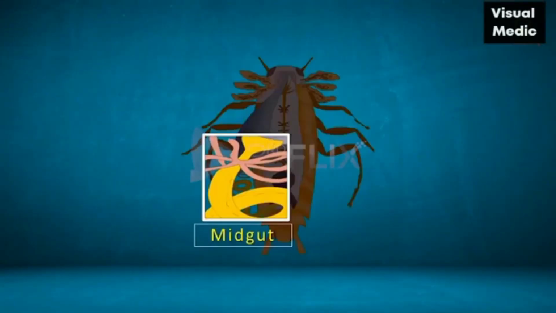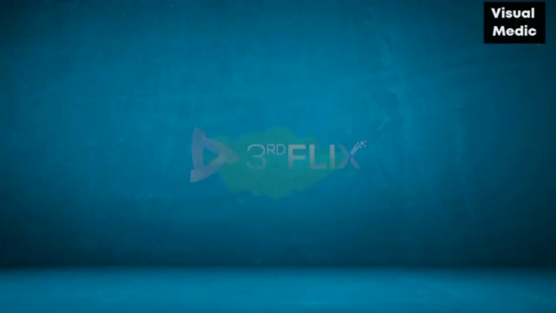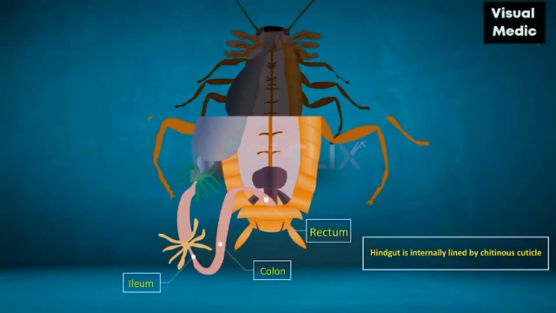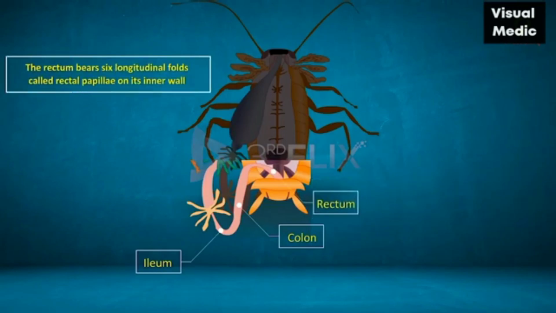The midgut or mesenteron is the short tubular part lined with glandular endoderm, and on its anterior end, there are 8 blind glandular hepatic ceca which secrete digestive enzymes. This is where absorption of digested food takes place. Lastly, the hindgut or proctodeum comprises the ileum, colon, and rectum. The wall of the rectum is provided with 6 rectal papillae. They help in the absorption of water and salts.